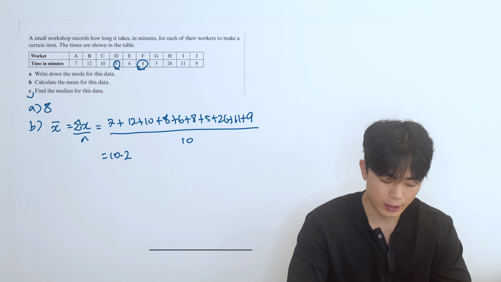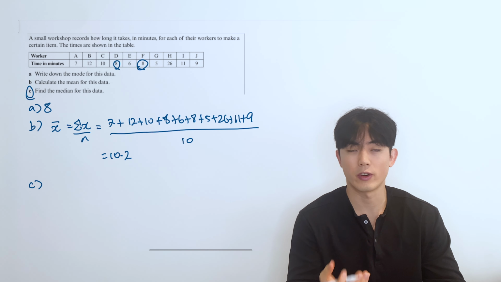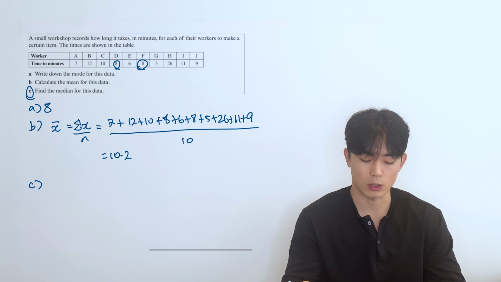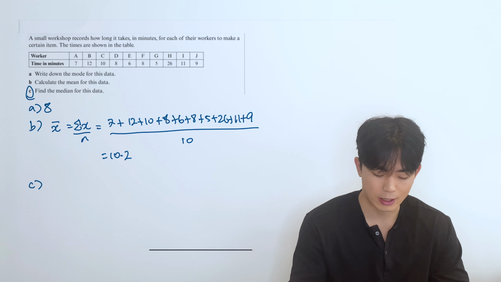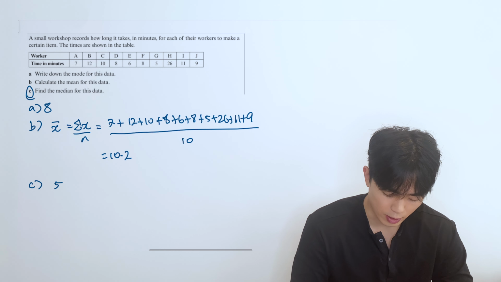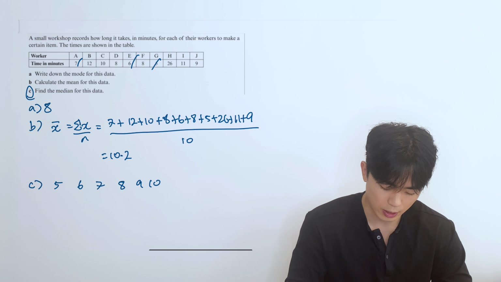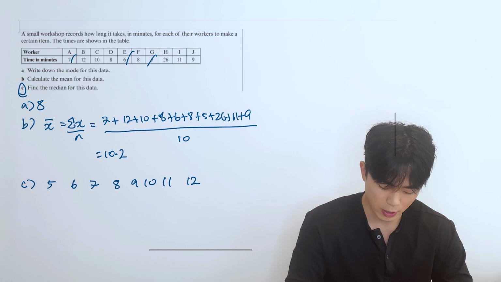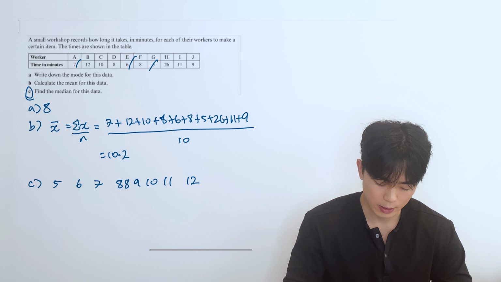And finally, calculate the median. Remember, first things first, we have to write them in ascending order. At the moment, the data set is not in ascending order, so I need to write that in ascending order first. So we have 5, 6, 7, 8, 9, 10, 11, 12, so we have two 8s, 8, 8, 12, and 26.